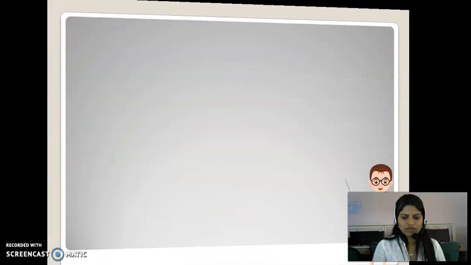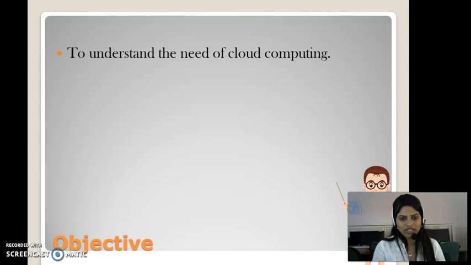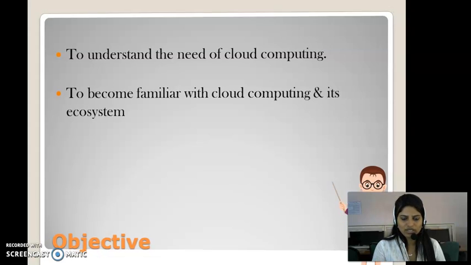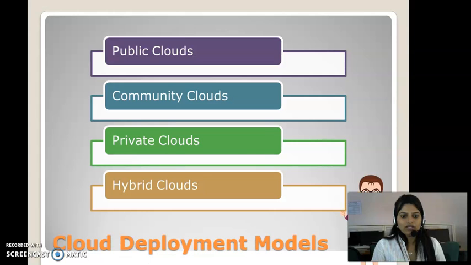So let's start today's lecture with the objective. At the end of this lecture you will be able to understand the need of cloud computing. You will be able to understand the basics of cloud computing and its ecosystem. So, cloud deployment model.